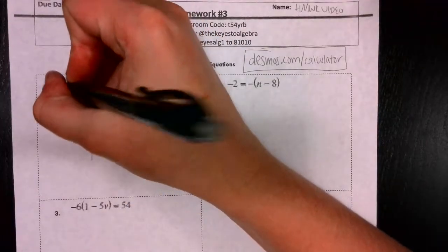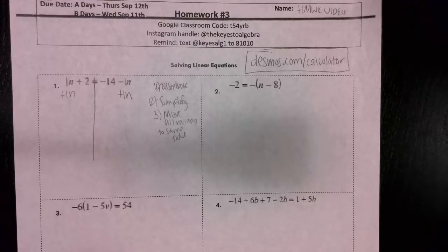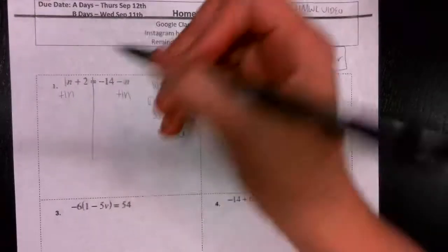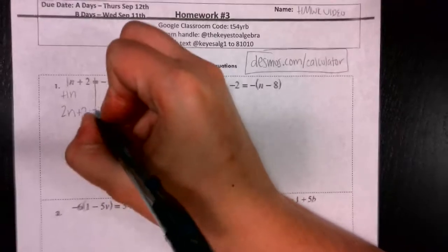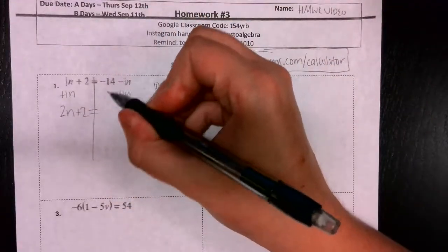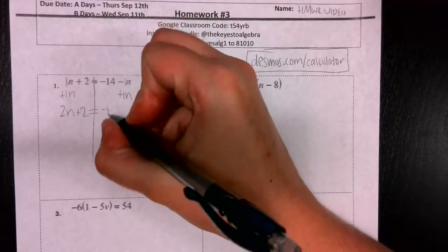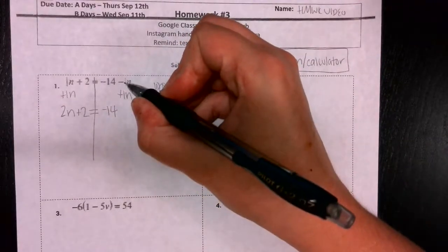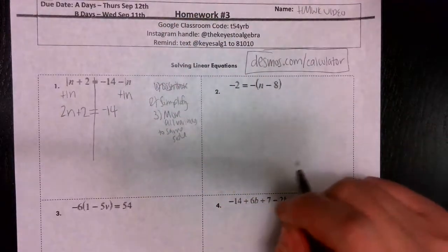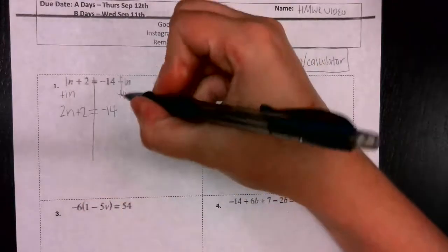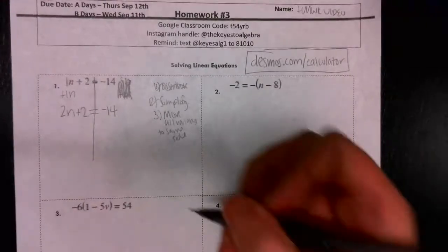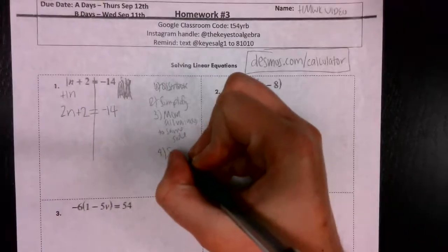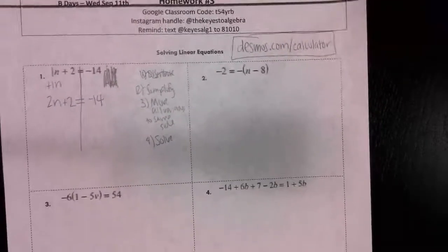So I see another opportunity where I need to write my invisible 1. So I have 1n plus 1n. That gives me a 2n. I have not touched my plus 2 yet. So I'm going to say 2n plus 2 equals. I haven't touched my minus 14, so I'm just going to bring it down. And then I see a negative 1 plus 1. If I wanted to check that in my calculator, it would give me a 0. I know that I can just cross that out. So now I'm left with this nice, easy two-step equation. And since step 4 is solve, I'm going to do that as well.